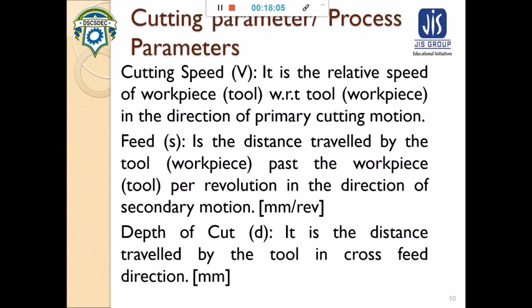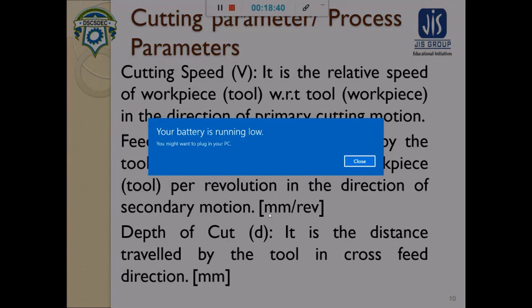Okay, now we will see about the cutting parameters. These are the general definitions of cutting parameters. The main cutting parameters or process parameters are cutting speed, feed, and depth of cut. Cutting speed is given by millimeter per minute or meter per minute. The definition is, it is the relative speed of the workpiece with respect to the tool, in the direction of primary motion.